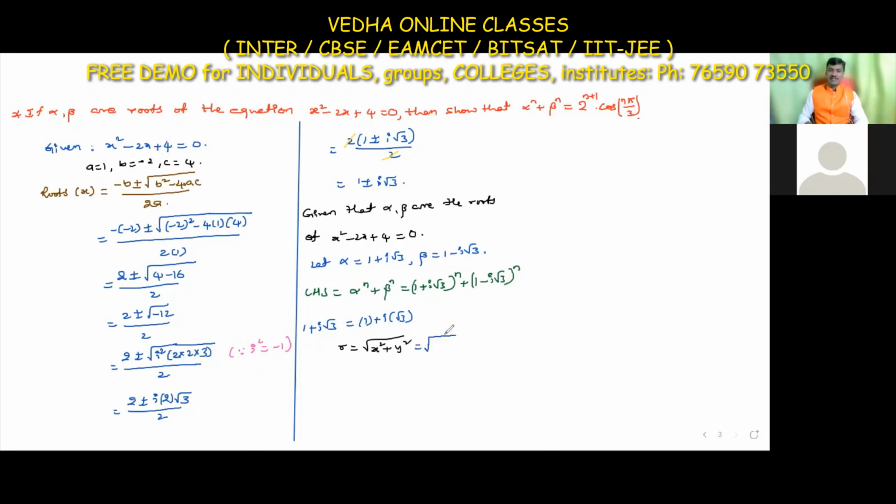So by applying that, the root of 1 square plus root 3 whole square, so 1 plus 3. What is root of 1 plus 3? Root 4. Root 4 value is 2.